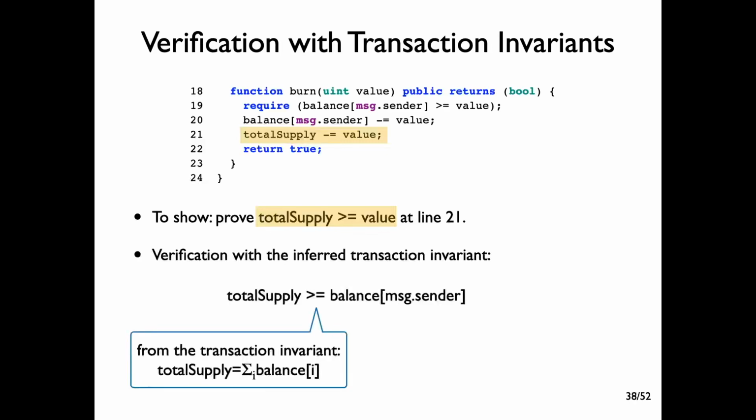We proceed as follows. From the transaction invariant, we can derive that total supply is greater than or equal to the message sender's balance. Next, by combining this with the condition at line 19, we conclude the subtraction at line 21 is safe from underflow.